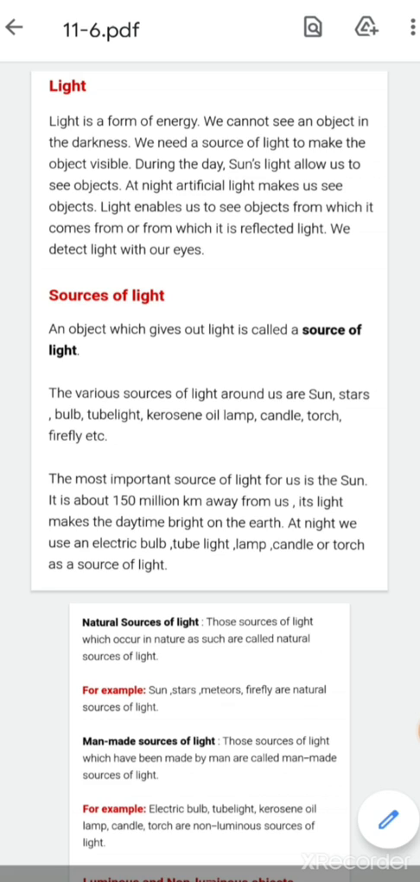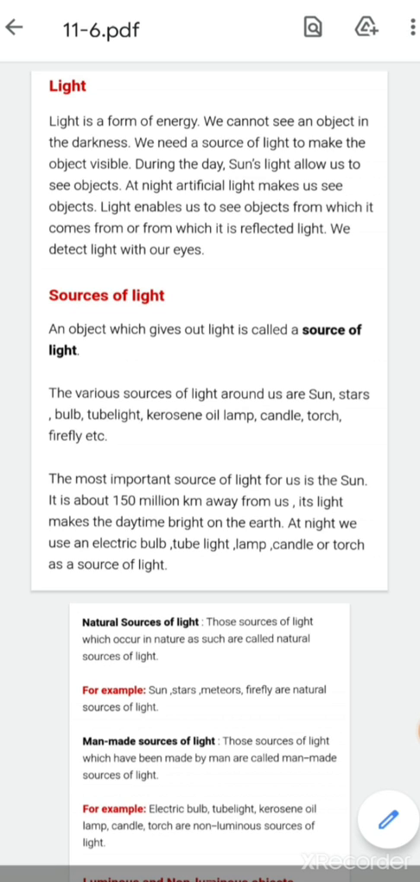Today we are going to continue chapter 11 of Science of Class 6, which is light. So what is light? Light is a form of energy. As we cannot see an object in the darkness, we need a source of light to make the object visible. During the day, the sun's light allows us to see objects. At night, artificial light makes us see objects. So, light enables us to see objects from which it comes and from which it is reflected.